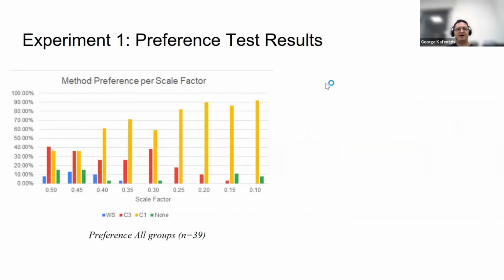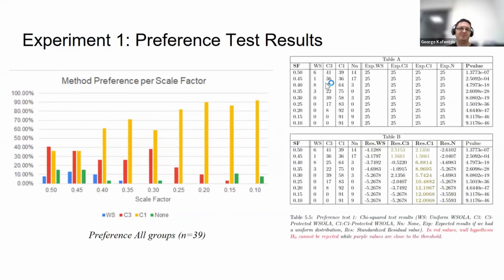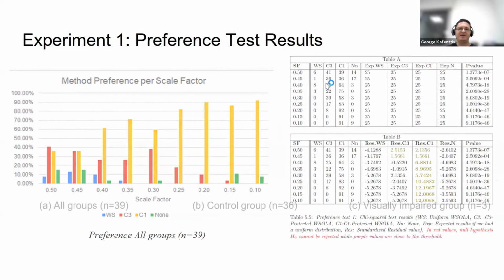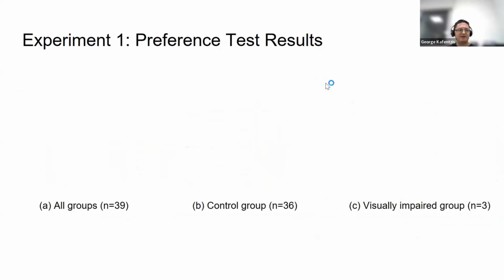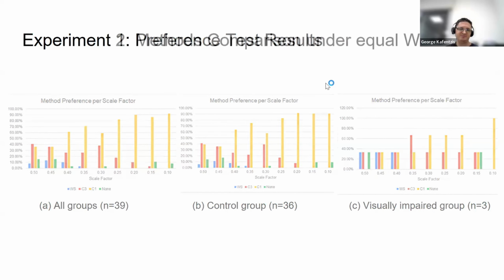Same pattern applies for the preference test. So we ask the people, which waveform do you prefer? Which sounds better to you? Again, overall, the trend is clear. C1 dominates in most timescale factors, and this can be verified by statistical significance. But when you split by group, you see that things are not that clear for the visually impaired group, probably due to the limited sample size.